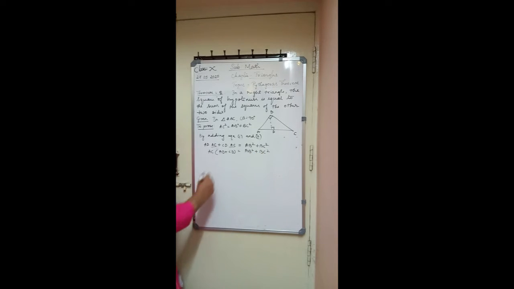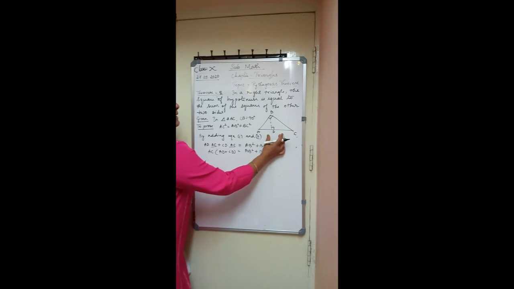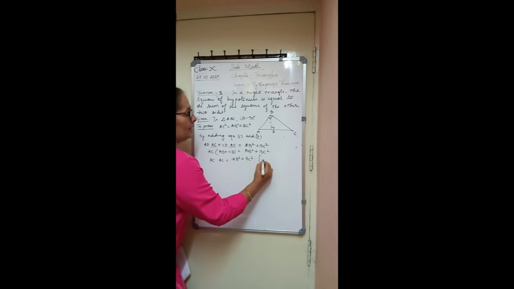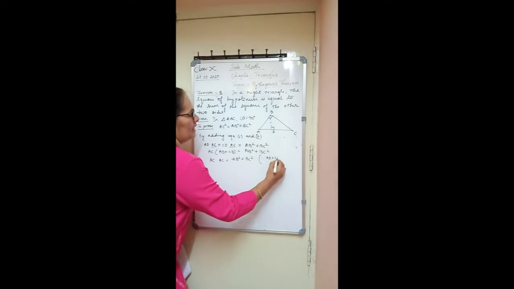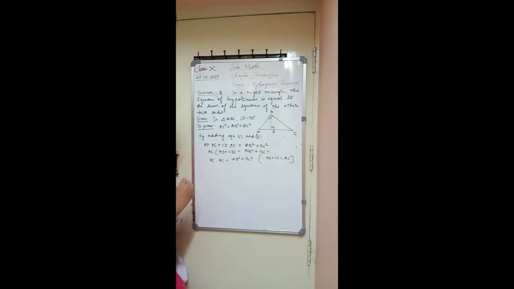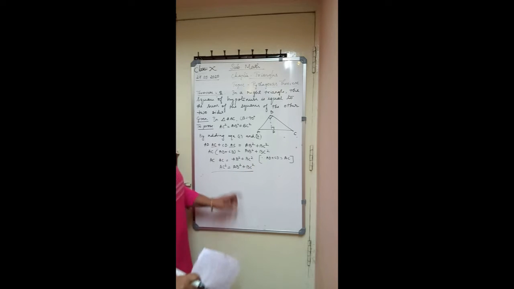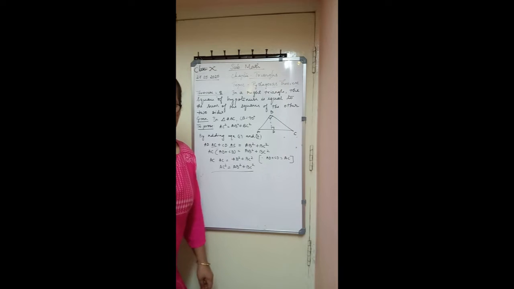Right? Now, AD plus CD. See here in this figure, AD plus CD is what? Which is AC. So AC into AC equals AB square plus BC square, because AD plus CD equals AC. So AC into AC is AC square, which equals AB square plus BC square, which is the required proof. AC square is the hypotenuse, so the square of the hypotenuse equals the sum of the squares of the other two sides.